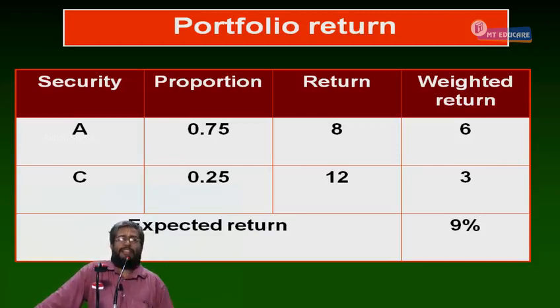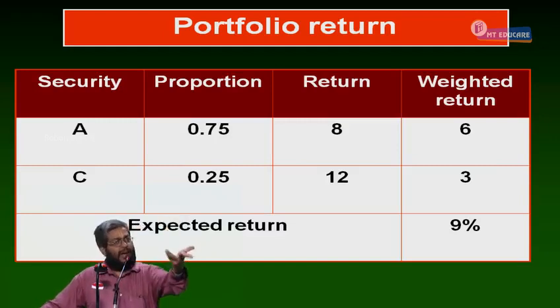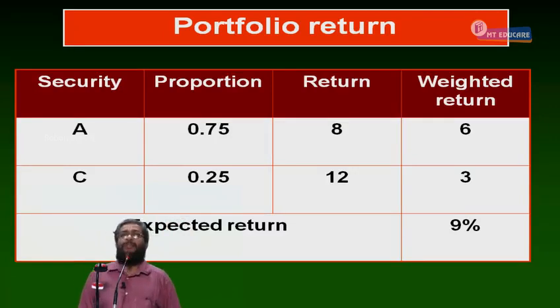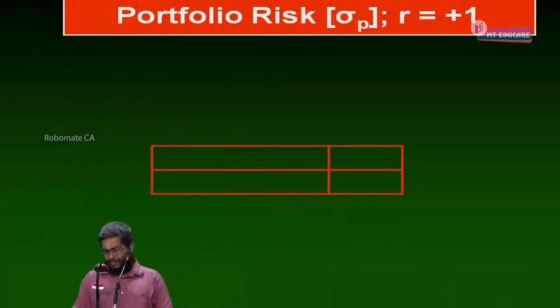Everybody tell me what the formula for sigma P is. Square root of W1 square sigma A square plus W2 square sigma C square plus 2 into W1 into W2 into sigma A into sigma C into correlation of A and C. Not required. Simply W1 sigma A plus W2 sigma C. Why? Correlation is +1. Remember, write down. Next, step 2 or step 3? Step 3, portfolio risk.